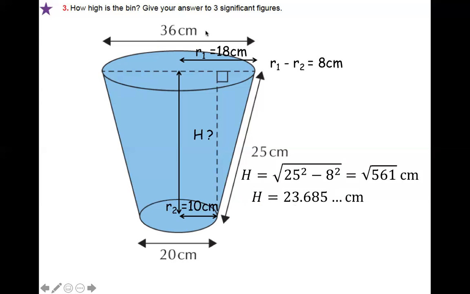But we were asked to give the answer to 3 significant figures. So I'm looking at the 4th significant figure here, which is an 8. That means my 3rd figure needs to go up, like a round up. And that becomes 23.7 centimeter to 3 significant figures. And you would get all your marks.